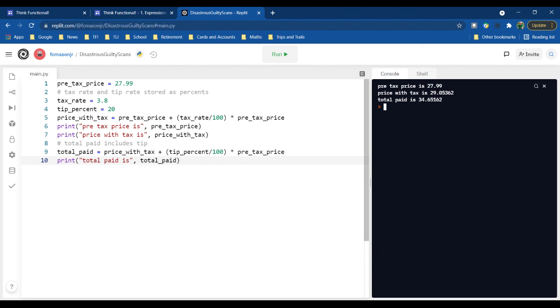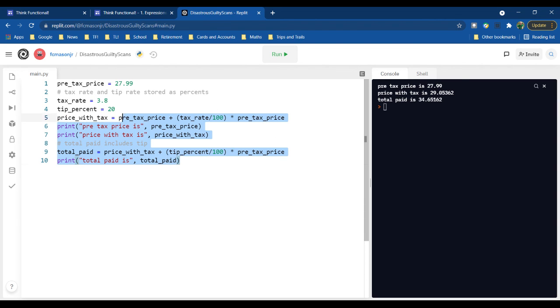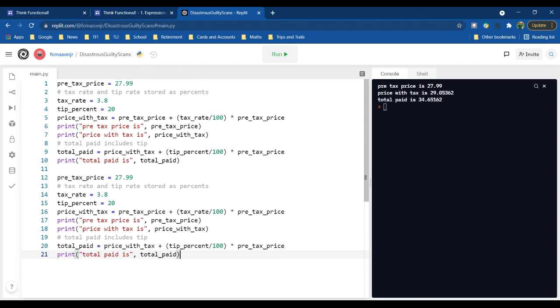Now, let's say that we wanted to do something else. Let's say that we wanted to do this same set of computations, but with a different pre-tax price. Well, here's a way that you could do that. It seems really sort of tedious and repetitious, right? And it results in lots and lots of code.